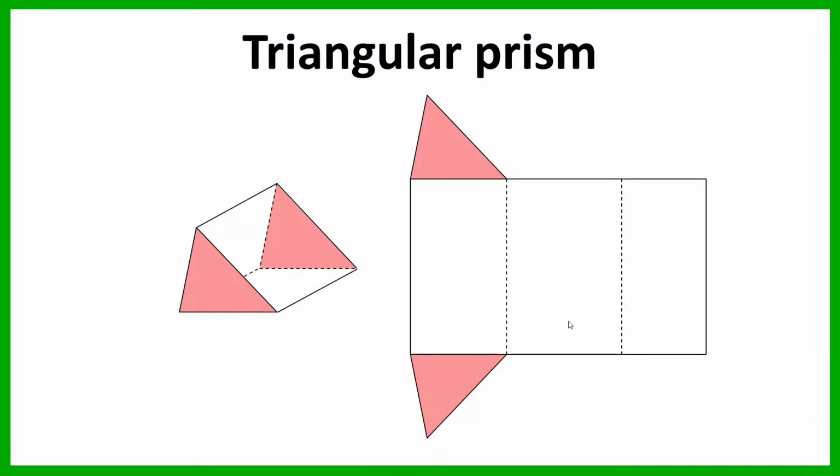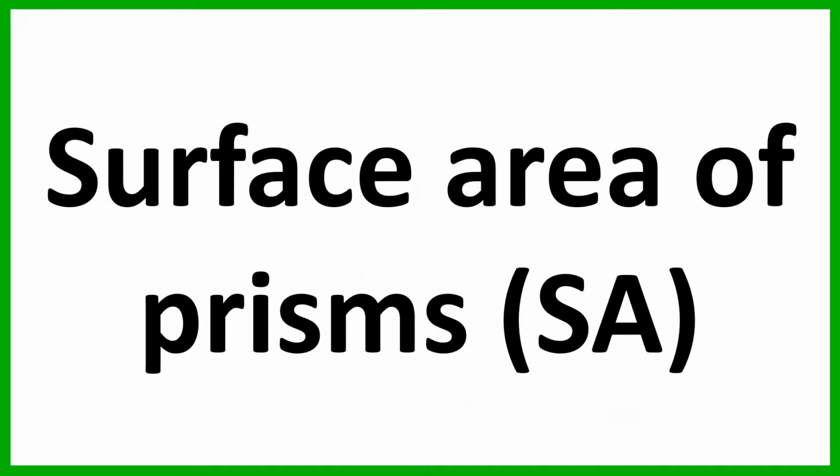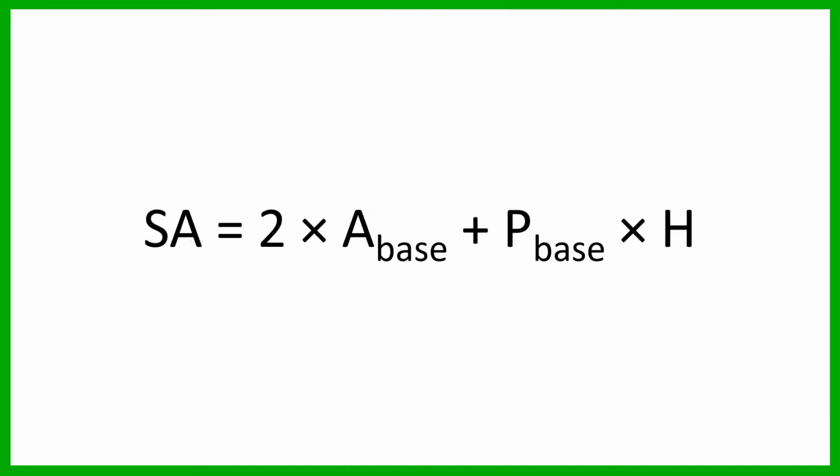Okay, now we're going to go on to surface area. To find the surface area of a prism, we use this formula. Surface area is equal to 2 times the area of the base plus the perimeter of the base times the height. So let's have a look at where this formula comes from.